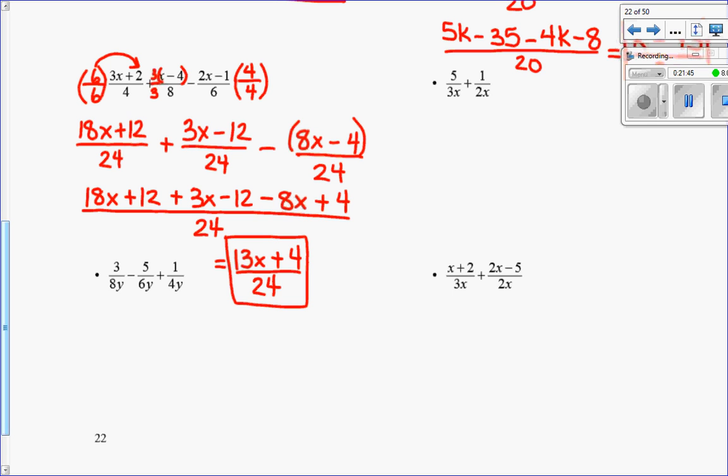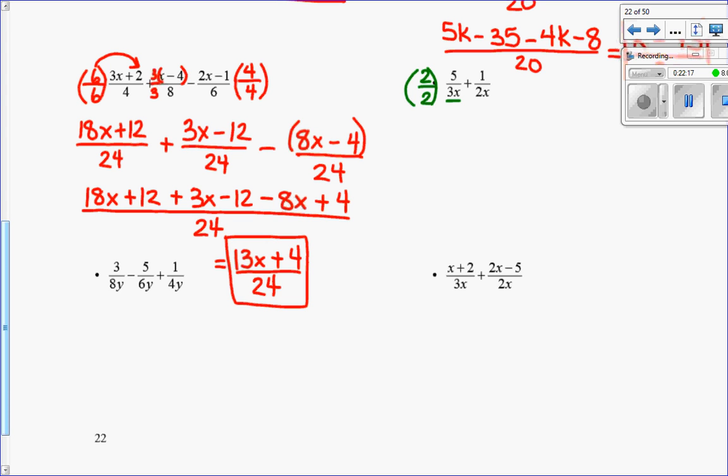Okay, the next question, I've got a denominator of 3x and a denominator of 2x. Well, my least common denominator that both 3x and 2x would multiply into is going to be 6x. So what would I have to multiply this denominator by to get 6x? Right, 2. So I'm going to multiply the numerator by the same thing, 2 over 2. So then I'm really just multiplying by 1, right? And it doesn't change the value, the amount.